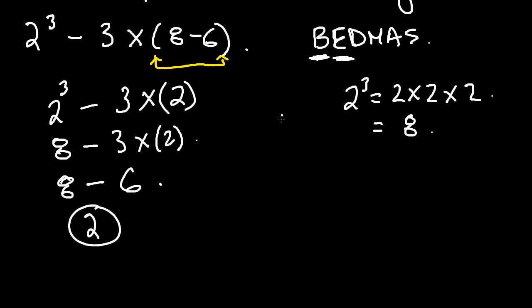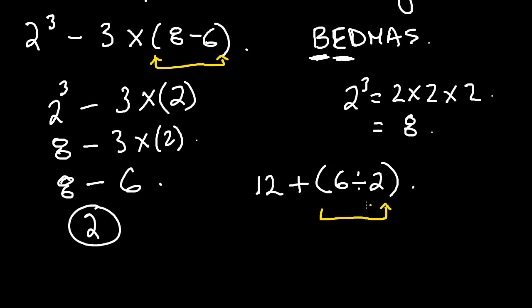So let's look at another problem. So let's say we had 12 plus 6 divided by 2. Okay, so in this problem we have an addition and a division. So what do we have to do first according to BEDMAS? Well, we have to take care of the brackets first, right? B stands for brackets. So we have brackets right here. Okay, so we have to do everything that's inside the brackets.